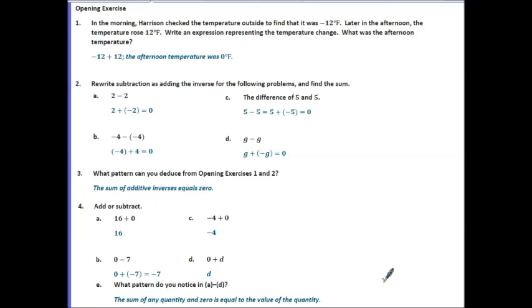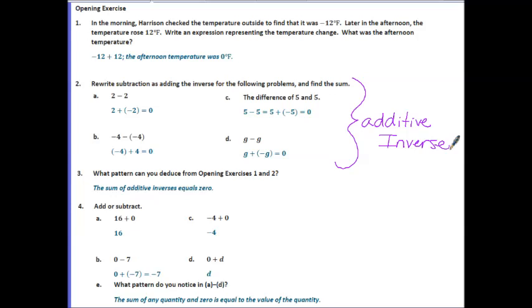So take a minute to look over your answers to the opening exercise. These are all fairly basic questions. You shouldn't have any trouble answering them. And you'll notice that there are some patterns going on here. In the first two questions, we have a series of opposite numbers or opposite variables. And all of these add up to 0. So this group of questions is really showing you the additive inverse. And that idea is really verified in question 3, where the pattern that you should have found in 1 and 2 is the sum of additive inverses always equals 0.